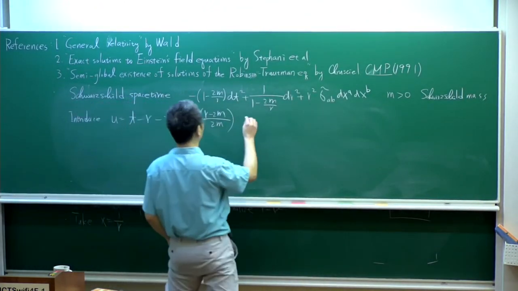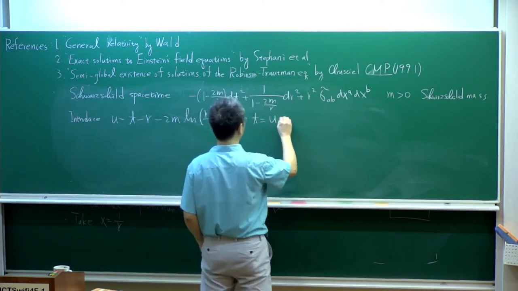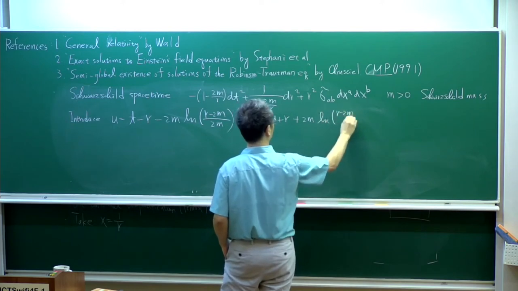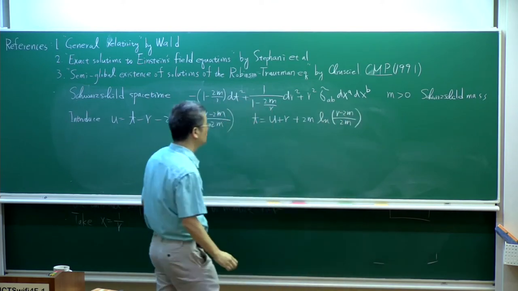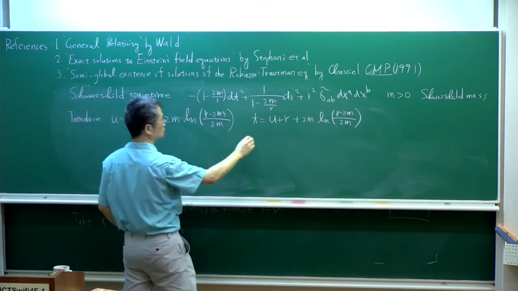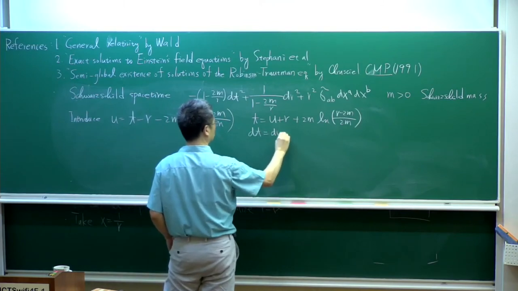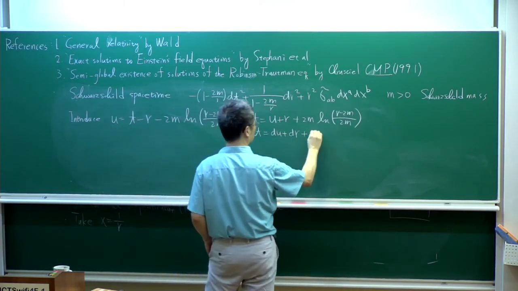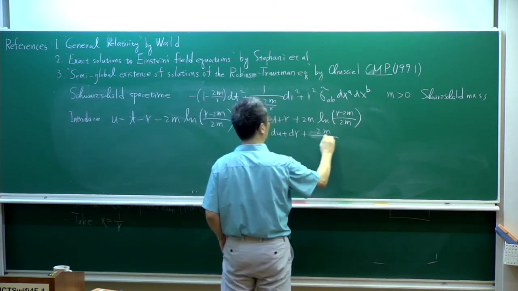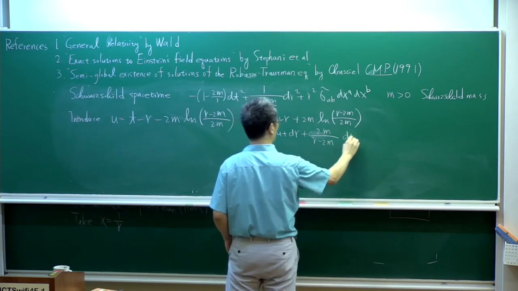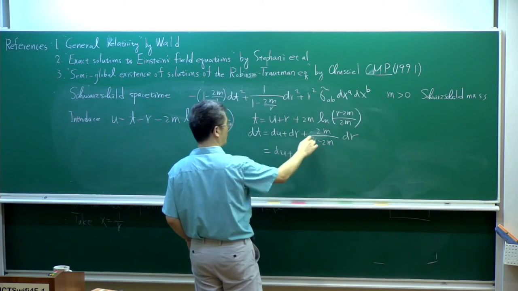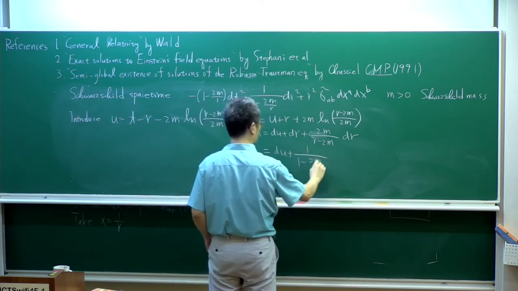So again, you have t equal to u plus r plus 2m log of (r minus 2m) divided by 2m. Just like before, you just plug in. So dt is equal to du plus dr plus 2m divided by (r minus 2m) dr. If you put these two together, this is du plus 1 over (1 minus 2m divided by r) dr.